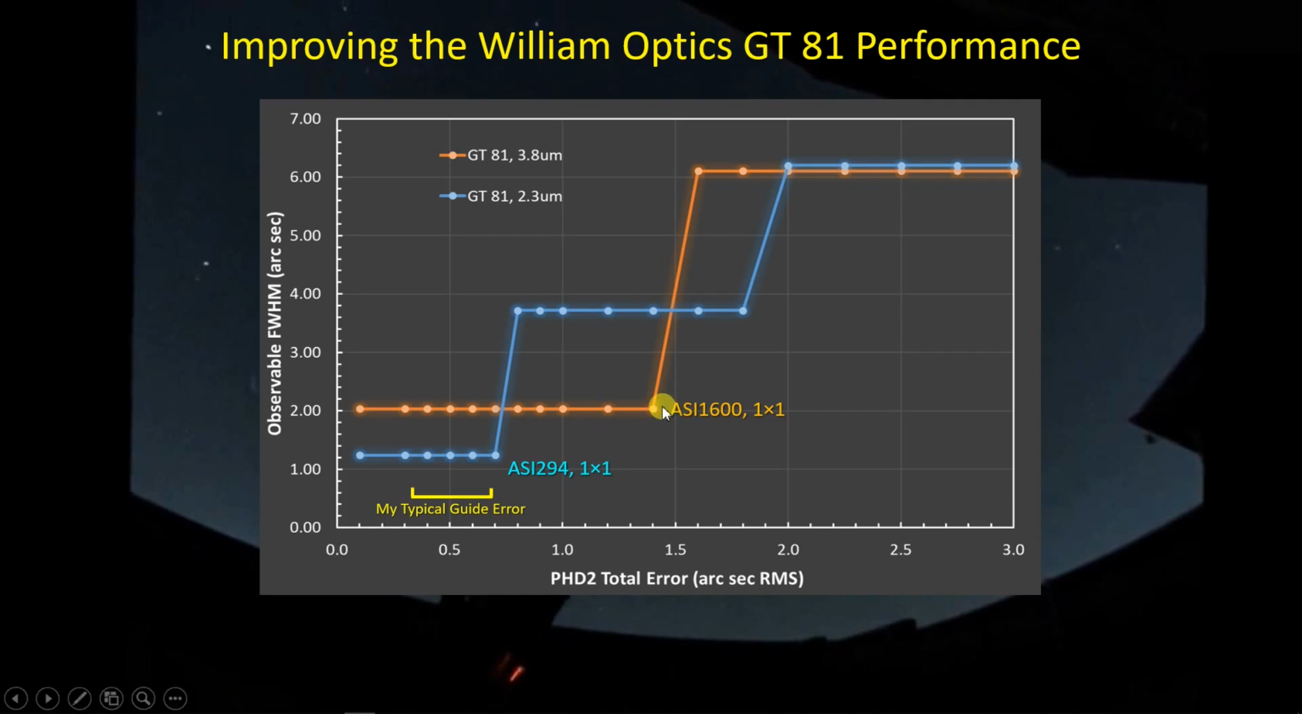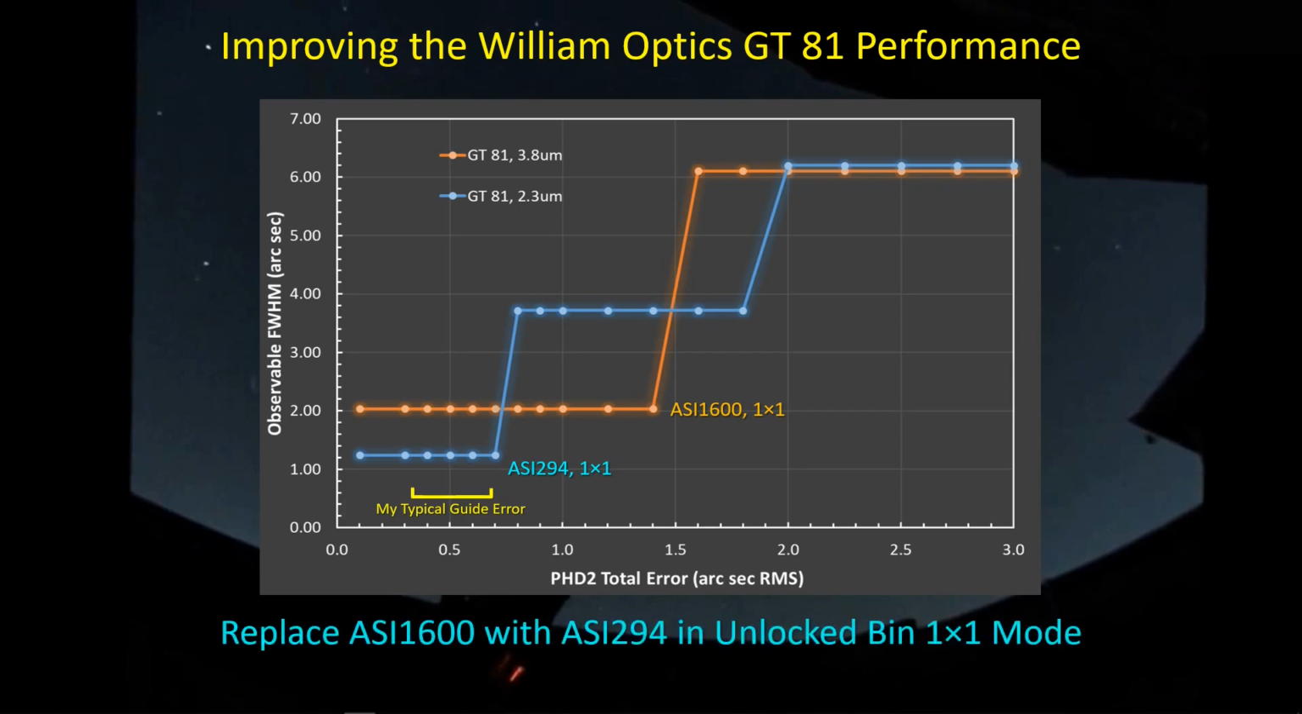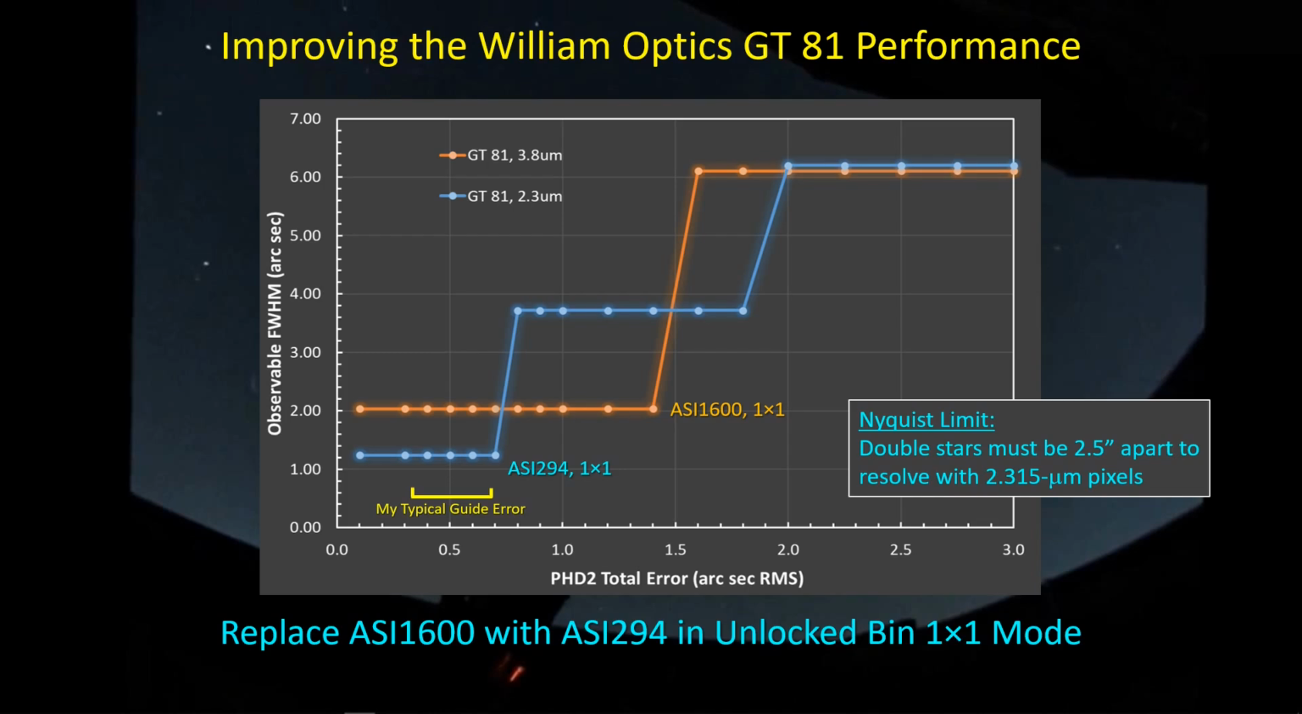If I go from my ASI 1600, if I replace that camera with the ASI 294, then the knee in the curve comes in just at the upper end of my guiding, so this is about as good as it gets. Plus I get the benefit of a reduced full width at half maximum and reduced pixel size, and once again I will still be controlled in terms of resolution by the Nyquist limit, but now at least I've dropped it down to 2.5 arc seconds.